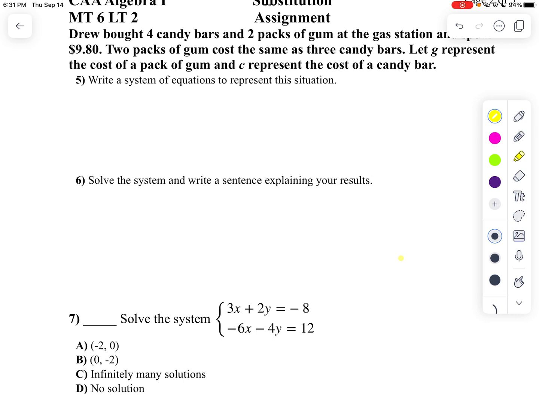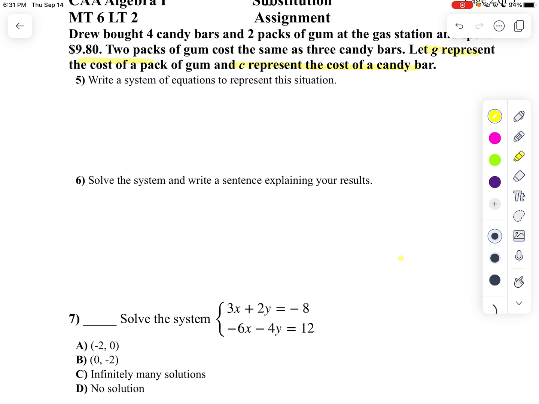Continuing on, let's take a look at page 2. We got Drew. He bought 4 candy bars and 2 packs of gum. And if we skip ahead, we're going to let G be a gum, and C is going to be a candy bar.